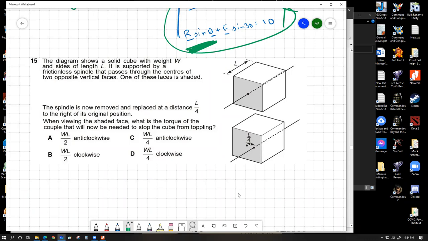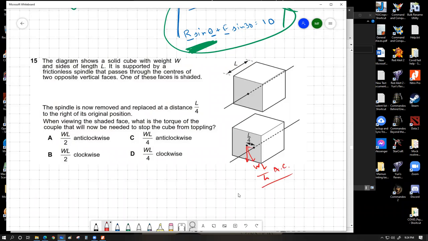Try to understand. If we are providing the pivot axis through this point, the weight of the object is still going to work through this point, and you're going to have an anticlockwise moment of WL by 4, which should be responsible to cause the cube object to roll.